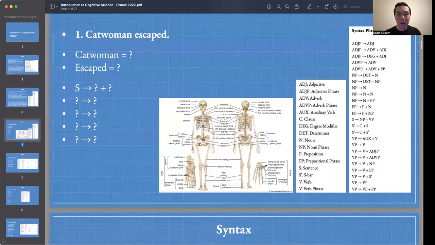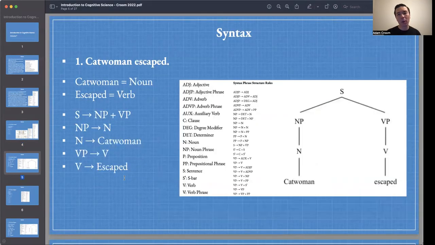Let's move on. And here is our solution. The way that you can start this is, on the right over here, you see the tree, starting at the bottom. You can start at the bottom of your page and write Catwoman and then escaped. Ask yourself, what kind of linguistic item is Catwoman? You can draw a little line and write that it's a noun, so you can write N. Over by escaped, you can draw a line. What kind of linguistic item is that? It's a verb, so you can draw a V.